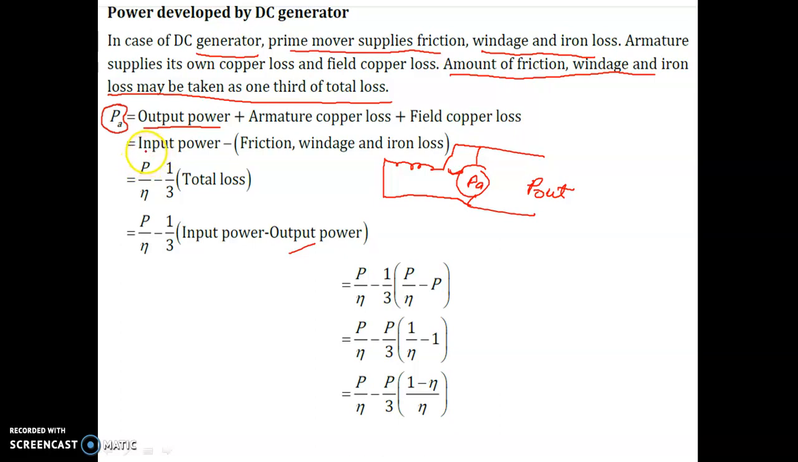It is also written as input power minus friction, windage and iron loss. So this is given by P divided by n minus 1/3 of the total of this. This is 1/3. So subtracting this, we get this relation, P by n minus 1/3. I will continue it again in the next lecture.